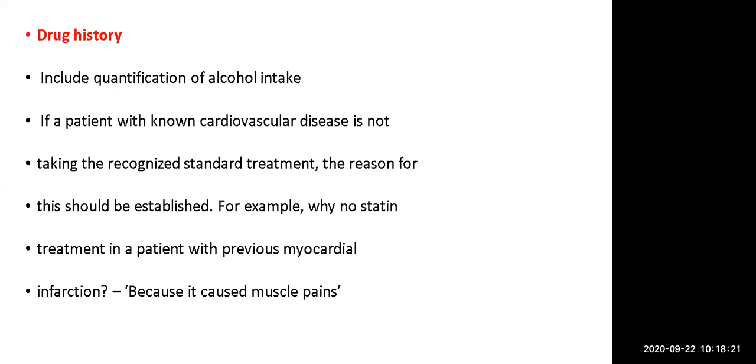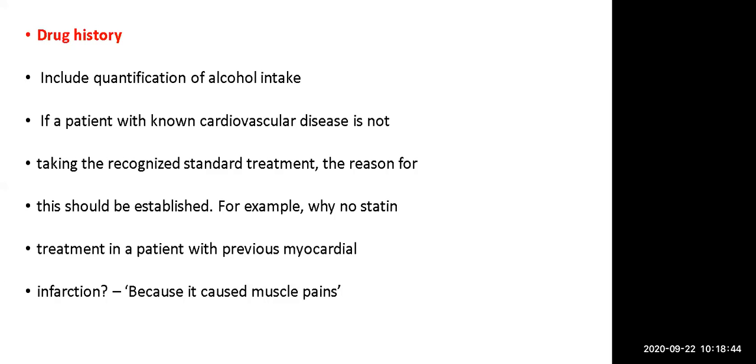In the drug history, you should include quantification of alcohol intake. If a patient with cardiovascular disease is not taking the recognized standard treatment, the reason for this should be established. For example, why no statin treatment in a patient with a previous myocardial infarction? Because it causes muscle pain.